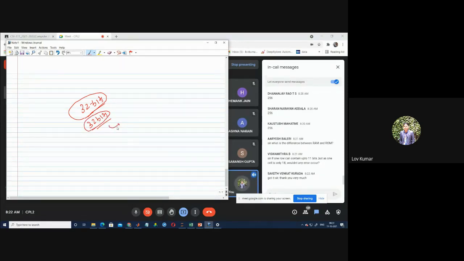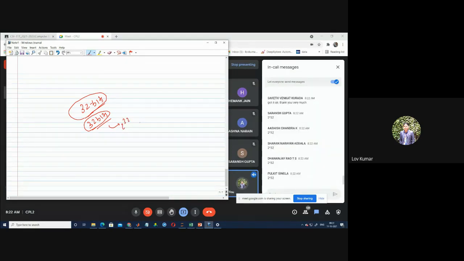of address you can generate? What is the total number of unique addresses you can generate? 2 to the power 32. 2 to the power 30, what we have considered 2 to the power 30 as 1 GB. So you are generating approximately 4 GB.